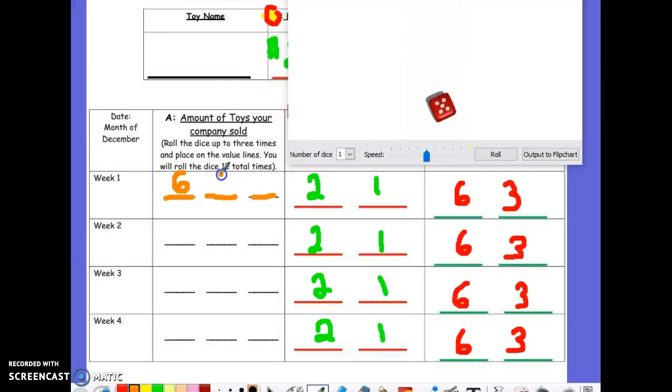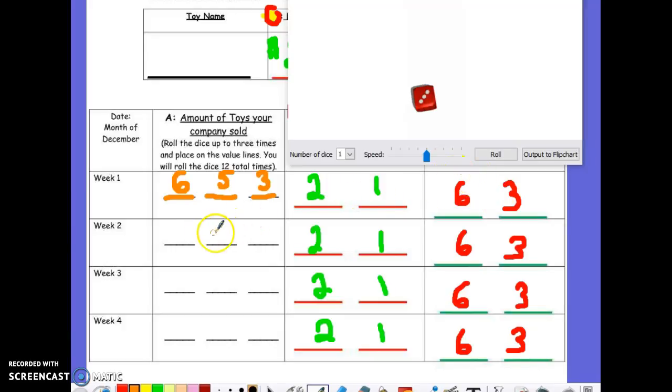I get a 5. I'm in good shape. This is a great first week of sales for me as a company. And my last one is a 3. Not too bad. This means in my first week of sales of the toy, I sold 653 toys, which cost me $21 per toy, but I sold it for $63, and that will come in later as we figure out how much it cost and how much we made.